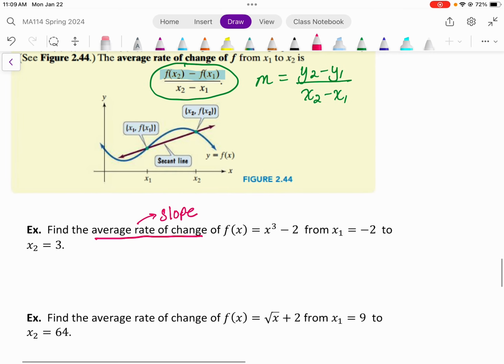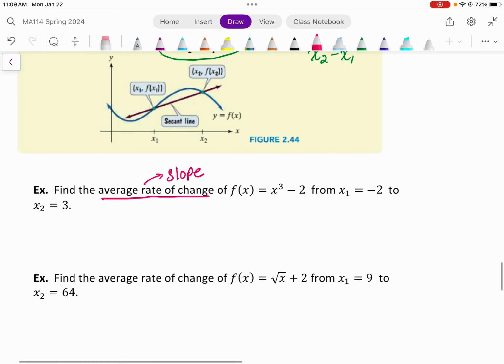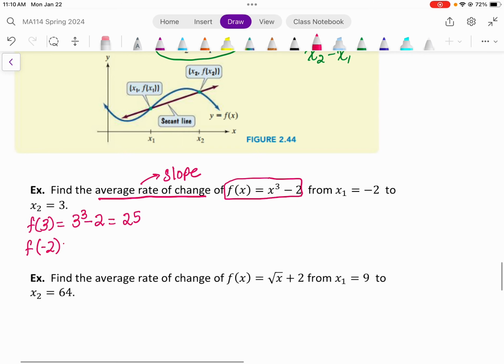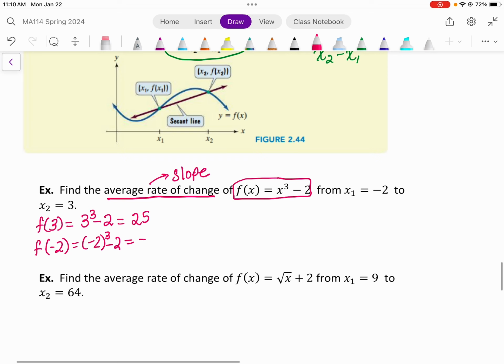Remember, the numerator is f of x of 2, and then subtract f of x of 1. So x of 2 is 3. I need to know f of 3 first. So I'll plug 3 into my function right here. I have 3 cubed minus 2. So 27 minus 2 is 25. I'll also need to know f of x of 1. So f of negative 2. Plug in negative 2. And that's negative 8 minus 2, which is negative 10.